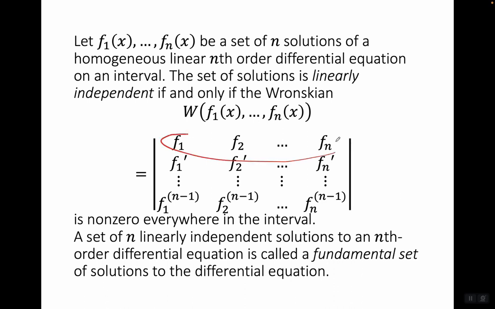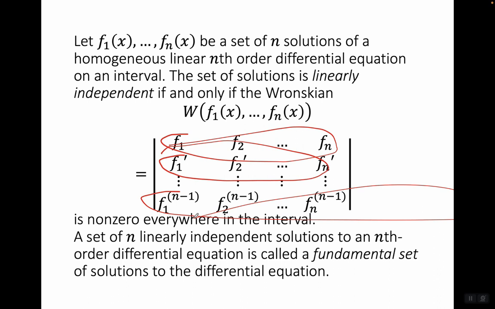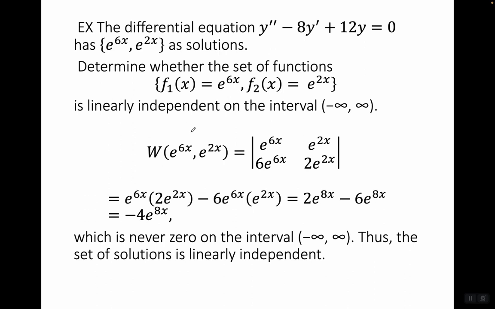So again, notice this determinant. The top row is f1, f2, all the way up to fn. The second row is f1 prime, f2 prime, etc., all the way up to fn prime. And the bottom row is the (n minus 1)th derivative of f1, the (n minus 1)th derivative of f2, etc. So that set of solutions is linearly independent if and only if the Wronskian is non-zero everywhere in the interval. A set of n linearly independent solutions to an nth order differential equation is called a fundamental set of solutions to the differential equation.